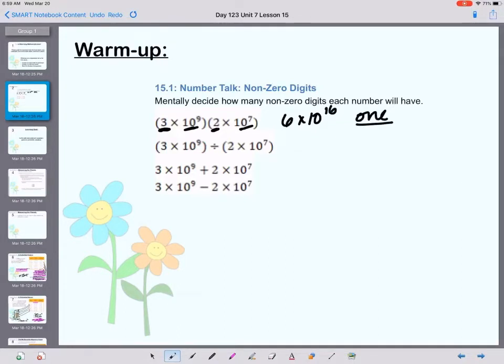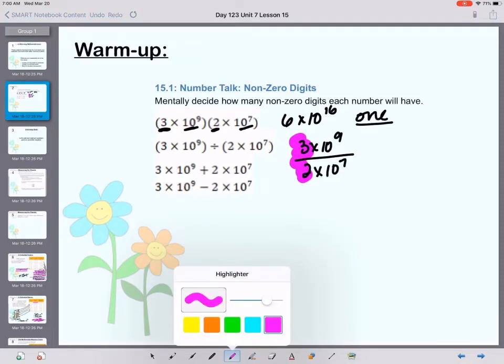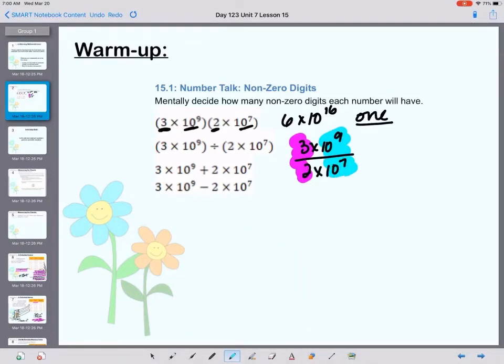Number 2, 3 times 10 to the 9th divided by 2 times 10 to the 7th. I can rewrite that, like we saw yesterday. So then I would have their coefficients being divided, and then I would also have their powers of 10 that I can apply the exponent rule to. So 3 divided by 2 is 1.5, and that would be times 10 to the 2nd. So again, how many non-zero digits would there be? And that would be 2, the 1 and the 5.